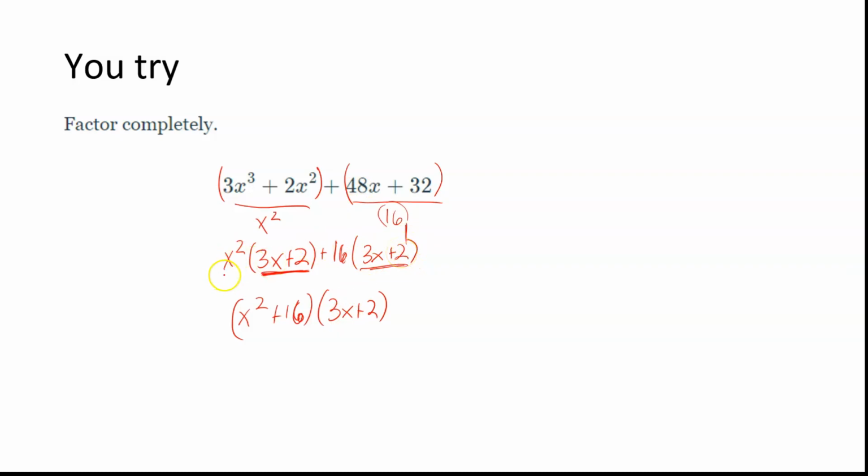And now I'm going to group my first two terms, or my greatest common factor. I'm going to group those, my outside terms. And I group my remainder as one term.